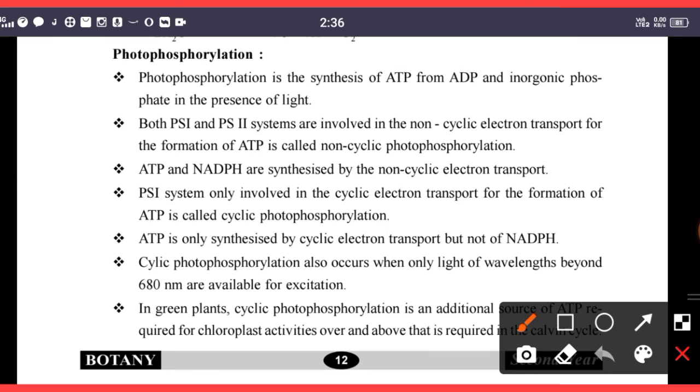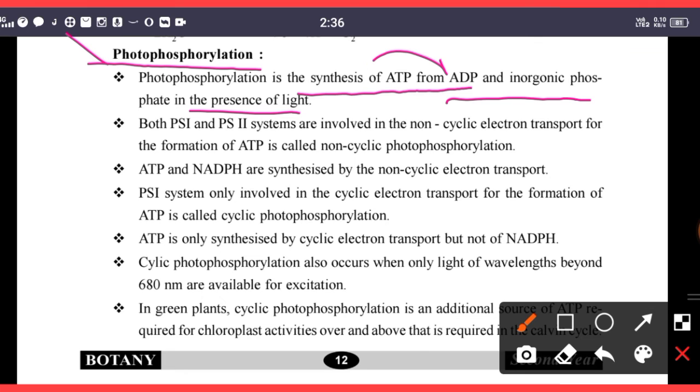Photophosphorylation is the synthesis of ATP from ADP in the presence of light. ATP formation that occurs only in the presence of light is called photophosphorylation. Photo means light, phosphorylation means formation of ATP. One phosphate is added to ADP, and ADP is converted to ATP in the presence of light.